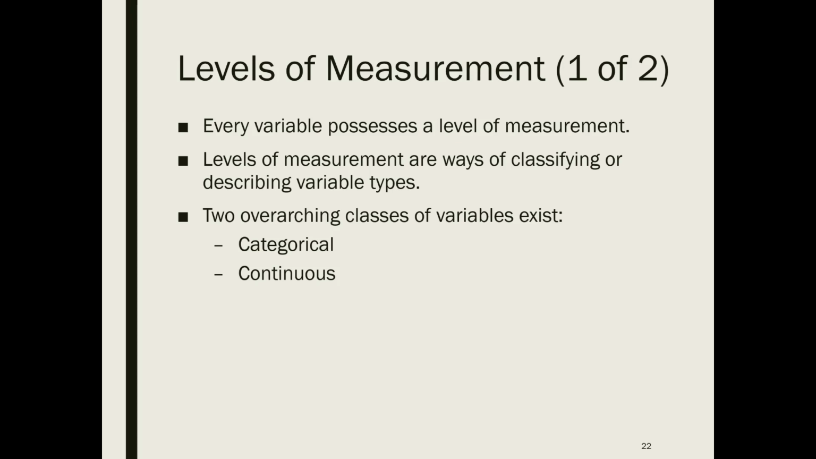A methods class should talk about all these things. Level of measurement, the second big thing in this PowerPoint, is the level of measurement, right? Every variable will have a level of measurement, whether it's high or low. Level of measurement is a way of classifying and describing variable types. Now we have two big categories: one is the categorical variables, and the second one is the continuous variables.